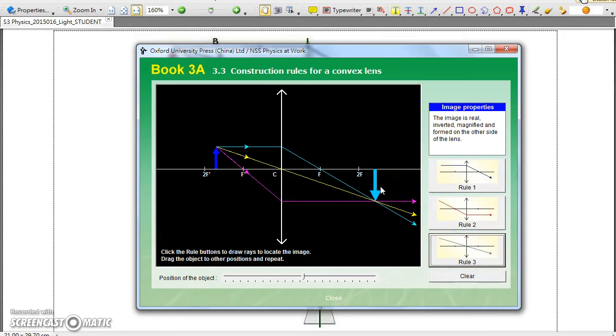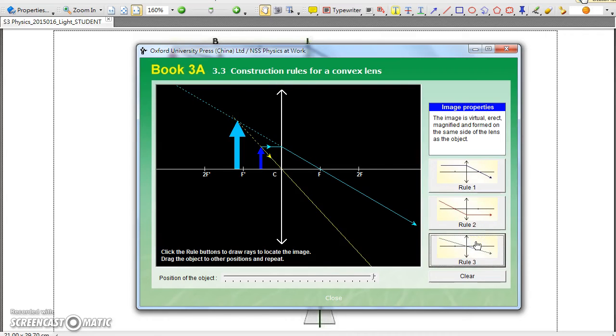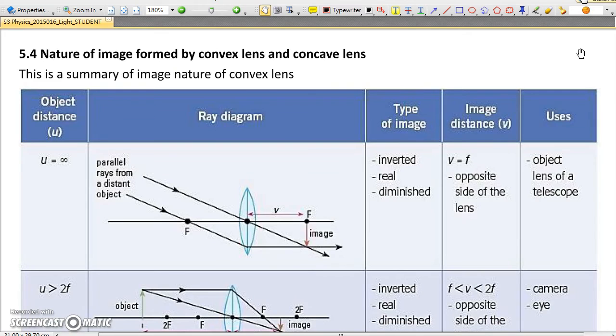See that the image becomes bigger. Let's do that one more time. Closer and closer and even closer. And now it is within one focal length from the lens. And now let me draw this and that. Oops. And you can see. Alright. In that way, the image becomes erect and magnified. Very big. And that explains the table of section 5.4.